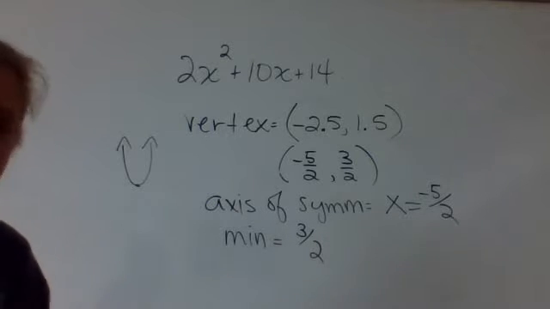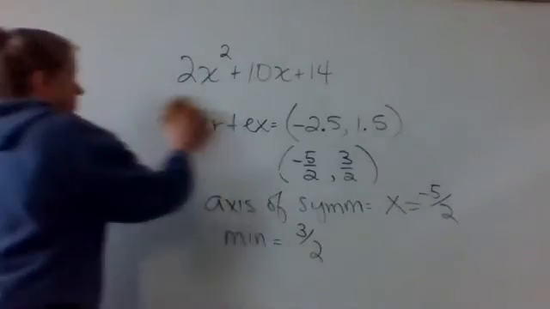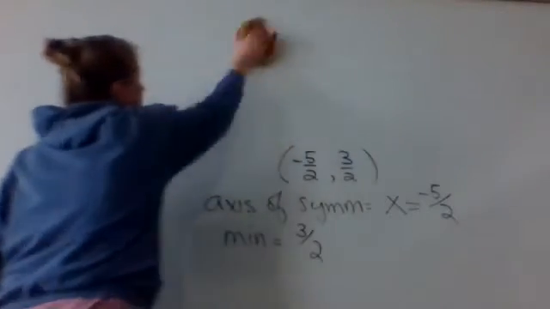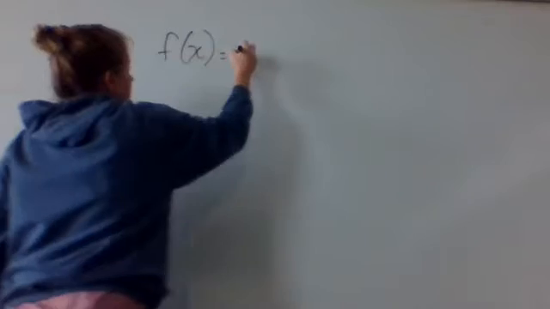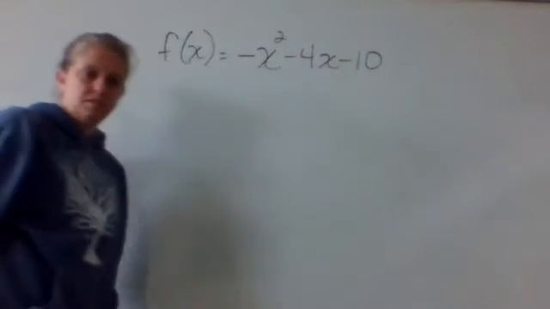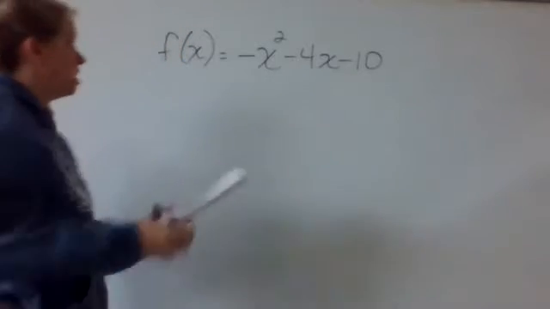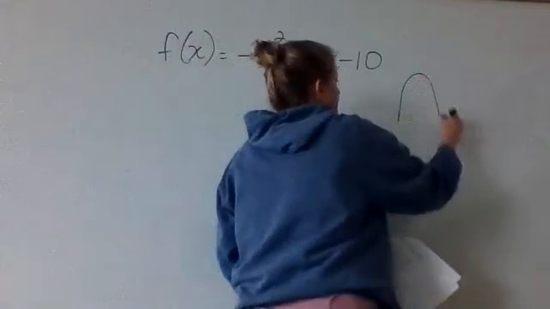All right, number 4. Same kind of problem. F of x equals negative x squared minus 4x minus 10. So since this one's x squared does have a negative in front of it, remember this one's going to be upside down.